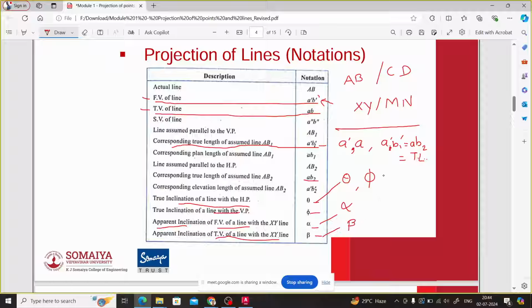If you are given the angle of the top view with XY, that will be beta. Then a few points are mentioned here. Front view of a line, if it is given, will be A dash B dash. That will be the front view. Then AB will be equal to the top view. Some important points; I am also going to discuss this later.